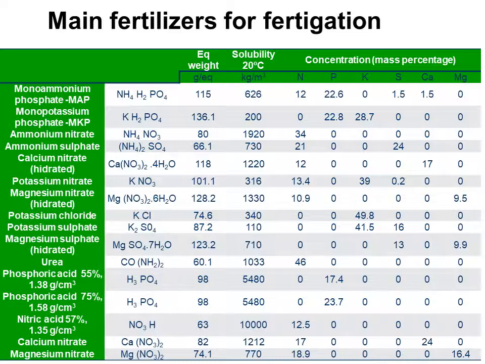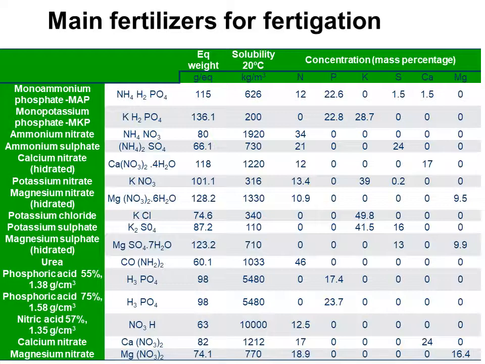What would be the advantage or disadvantage of potassium chloride versus potassium sulfate? Any idea? Potassium chloride would not be advisable under conditions of high salinity, and potassium sulfate would help in those crops that might require more sulfur, like some brassicas.